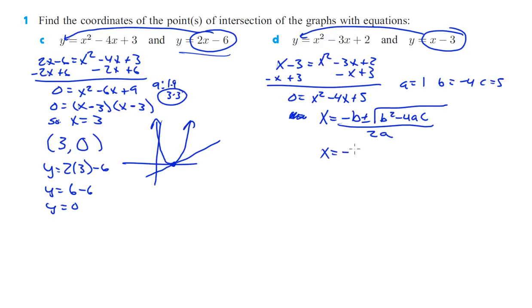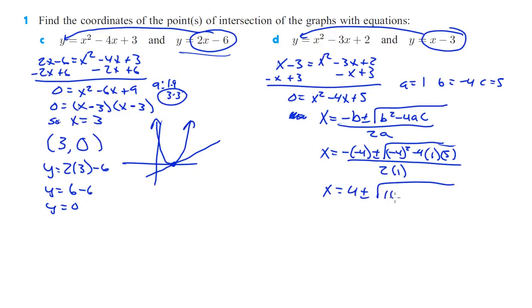x equals negative negative 4, plus or minus the square root of negative 4 in parentheses squared minus 4 times 1 times 5, all over 2 times 1. Okay, so we get x equals 4 plus or minus the square root of negative 4 squared, which is 16, minus 4 times 1 times 5, which is negative 20, all over 2. And so then we get x equals 4 plus or minus the square root of negative 4, over 2.